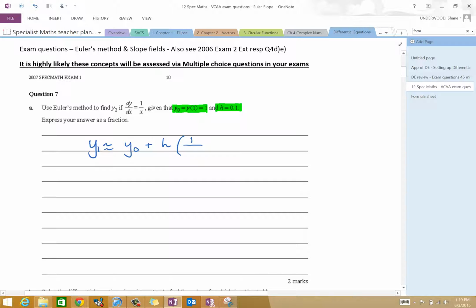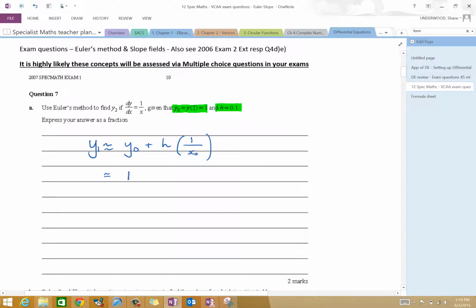x0, which is 1? Yes, it is. Okay, 1 over x0 if you like. Now, that is approximately equal to y0, but be careful, you've got to use the approximation sign because this is just an approximation. If omitting the approximation sign could potentially, I'm not sure, I haven't had to mark anything with Euler's method that's not in multiple choice, but do the approximation sign.